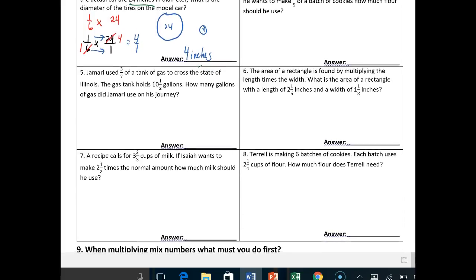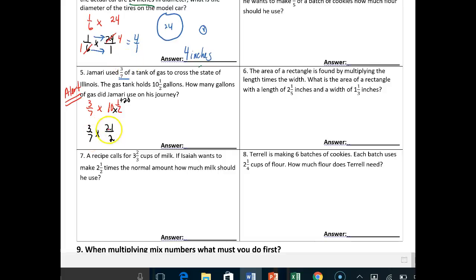Number 5, Jamari used 3/7 of, right, a tank of gas to cross the state of Illinois. The gas tank holds 10.5 gallons. How many gallons of gas did Jamari use on his journey? Again, that of should be key, so it's 3/7 times 10 1/2, and you should say alert, alert in your head, right? Write that down, alert. You have a mixed number here, so change it to an improper fraction. 10 times 2 is 20. So now we can rewrite this as 3/7 times 21 over 2.